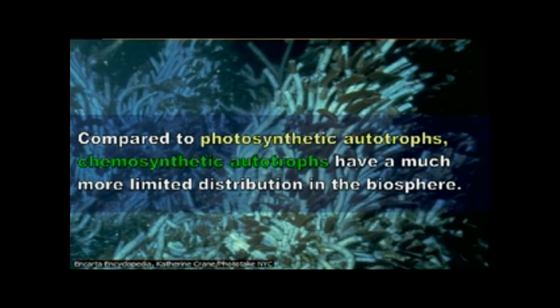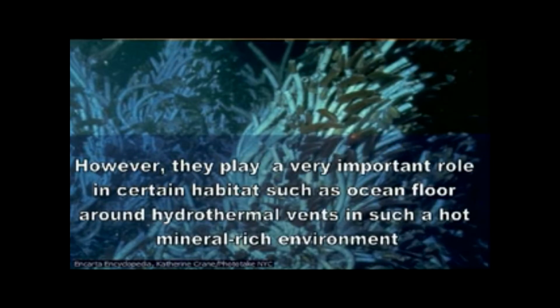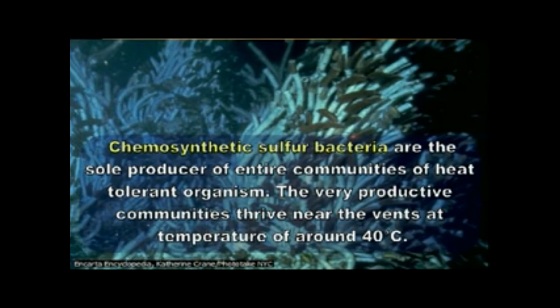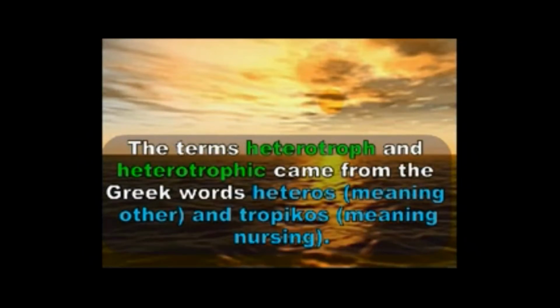Compared to photosynthetic autotrophs, chemosynthetic autotrophs have much more limited distribution in the biosphere. However, they play a very important role in certain habitats, such as the ocean floor around hydrothermal vents in such a hot, mineral-rich environment. Chemosynthetic sulfur bacteria are the sole producers of entire communities of heat-tolerant organisms. The very productive communities thrive near the vents at a temperature of around 40 degrees Celsius.